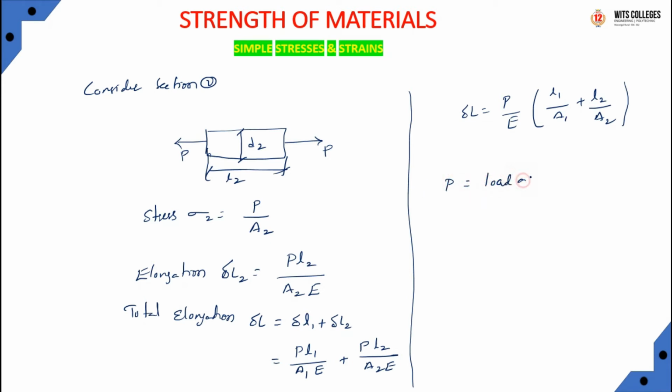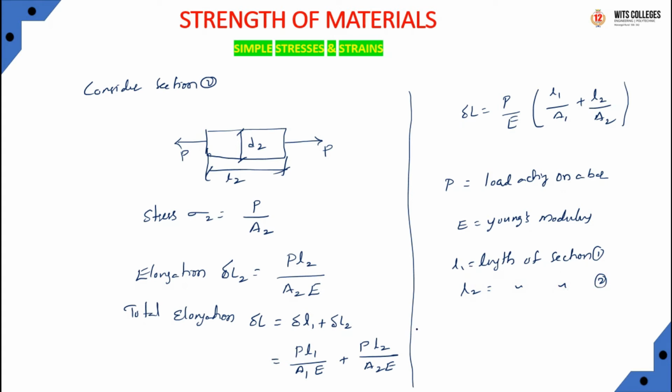Here P equals the load acting on the bar, and E equals Young's modulus, and L1 is the length of section 1 and L2 is the length of section 2, and A1 is the area of section 1 as well as A2 is the area of section 2.